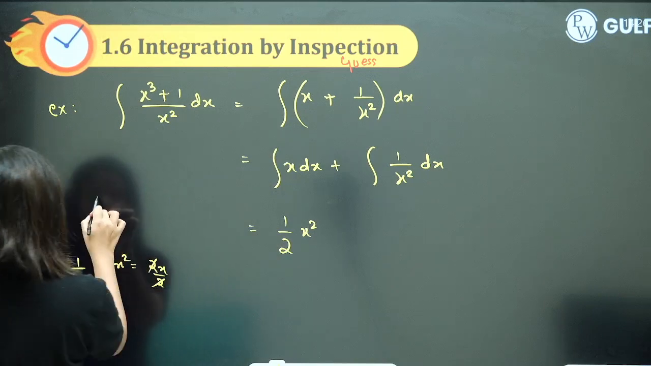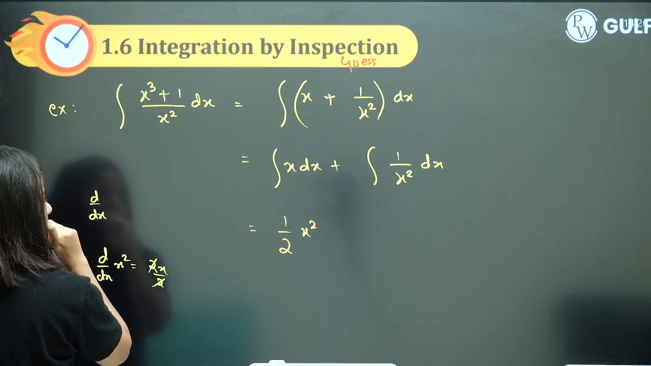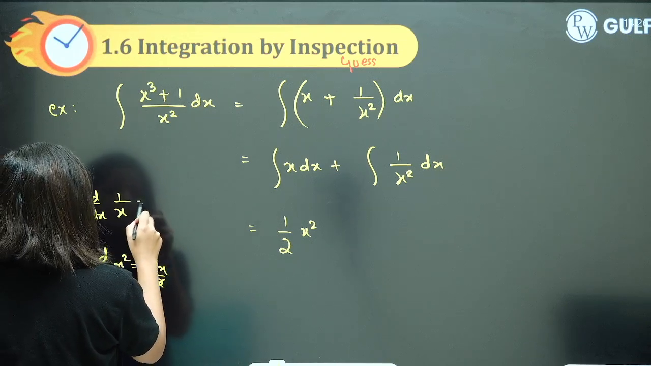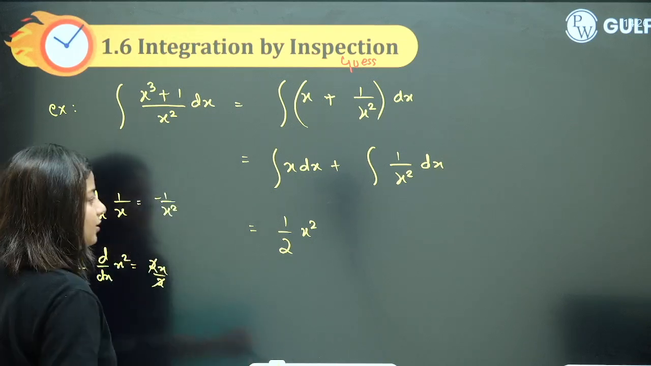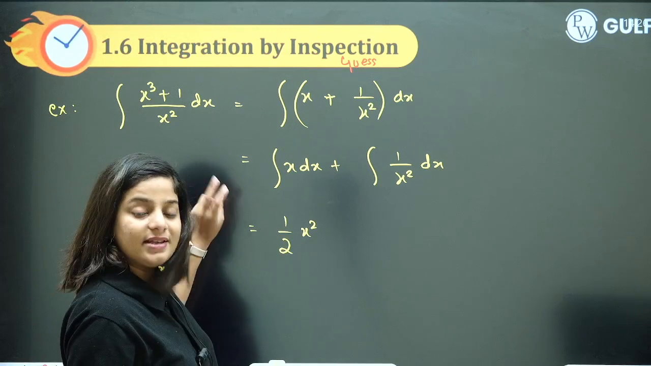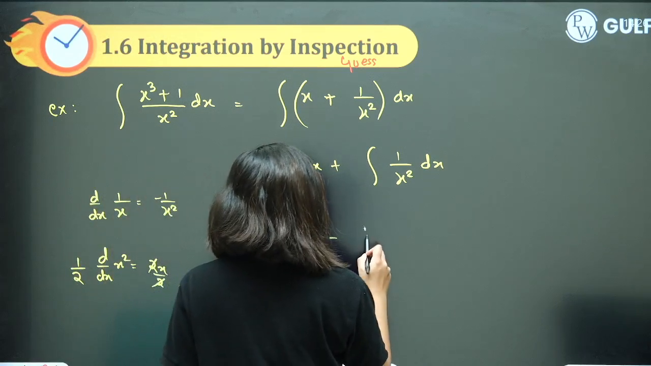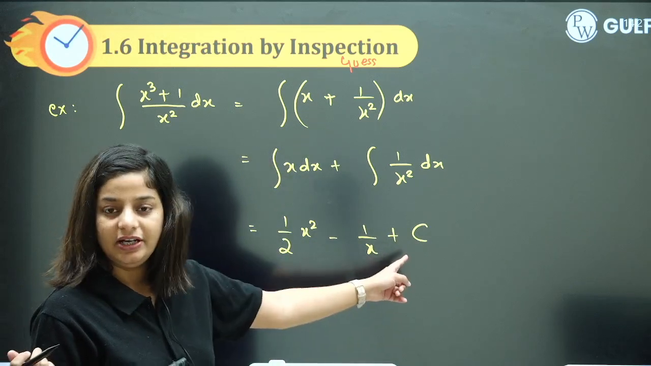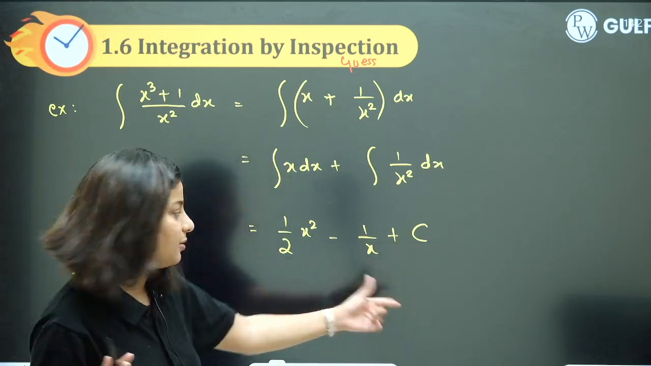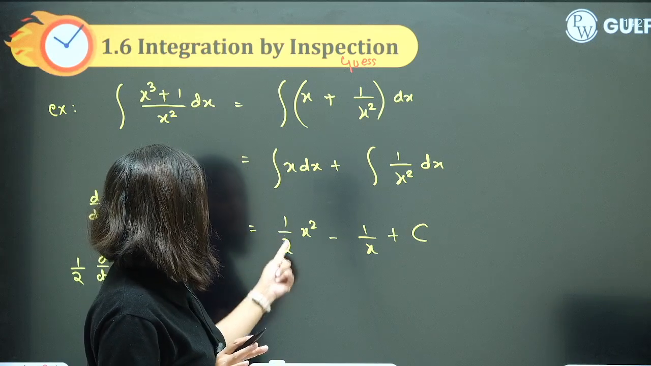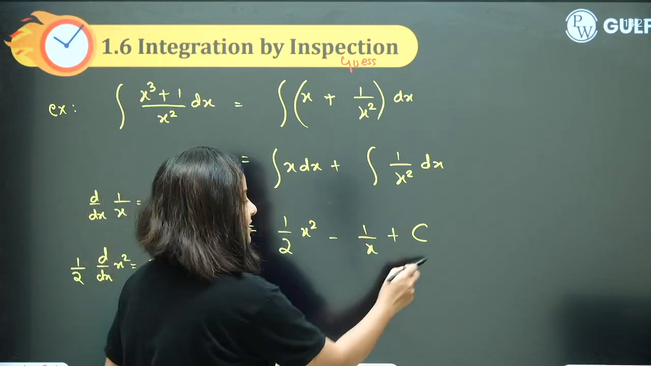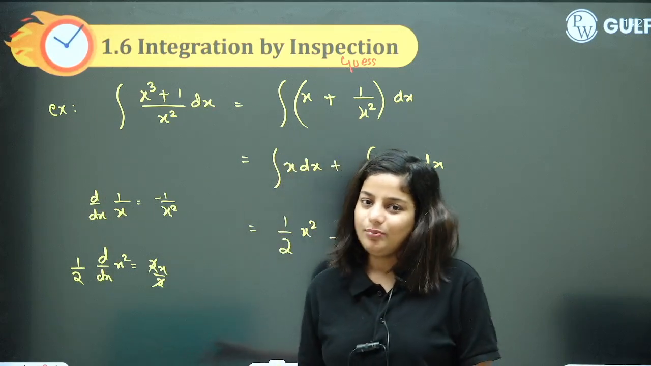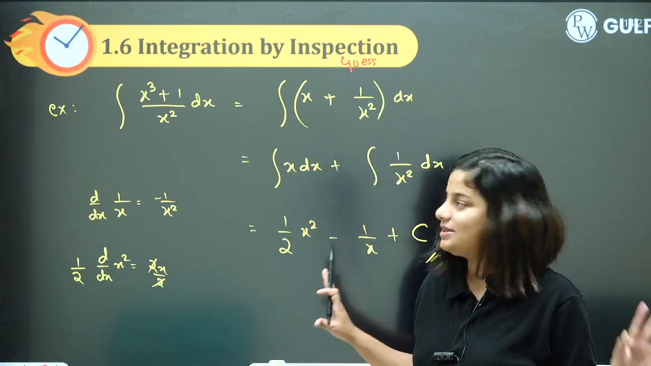And then also, what is derivative of 1 by x? Derivative of 1 by x is minus 1 by x square. So integral of 1 by x square will be minus 1 by x. Do you all agree? And by habit, indefinite integration, plus c will come at the end. So the answer to this question is x square by 2 minus 1 by x plus c. This approach is called the method of inspection, but it is a very boring approach. Now we have learnt a simple, easy way.